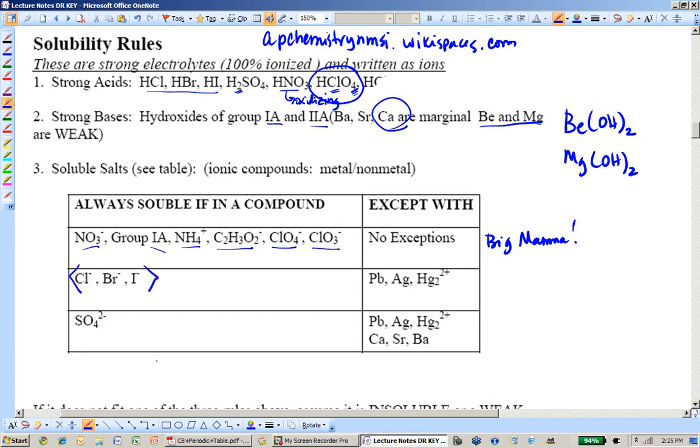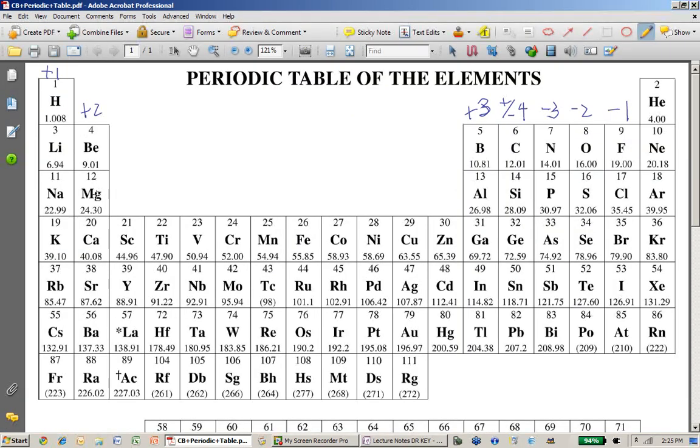Halides are soluble except the heavy metal bad guys, silver, mercury, and lead. Silver, mercury, and lead. Heavy metal bad guys. You'll see me write that from time to time. And then sulfates are generally soluble except for the heavy metal bad guys and calcium, strontium, barium. Again with the patterns, calcium, strontium, barium. These heavy guys over here on this portion of the periodic table.